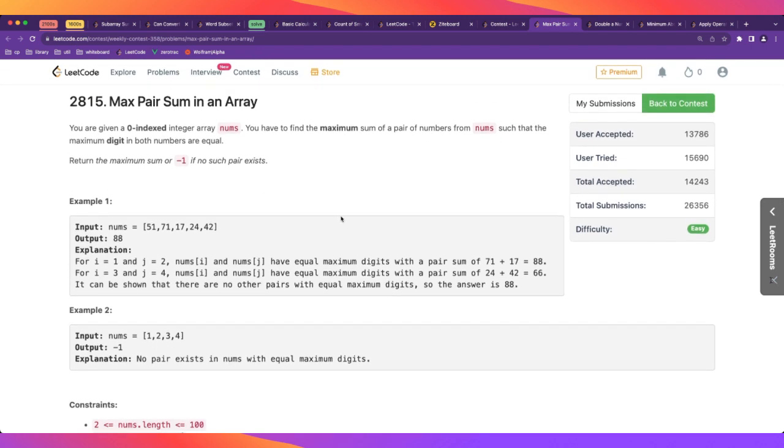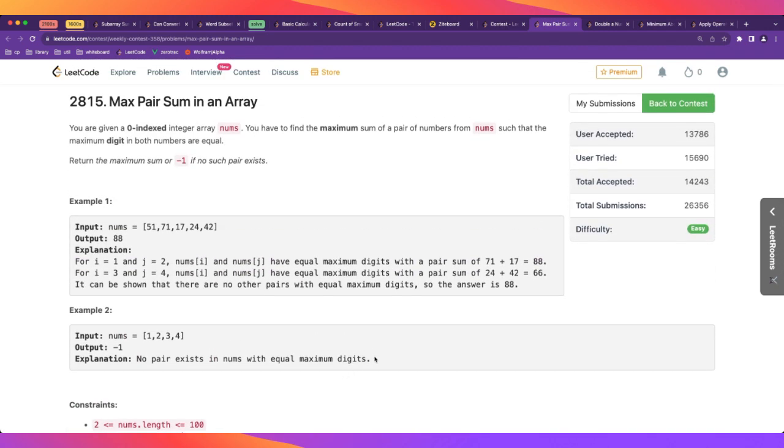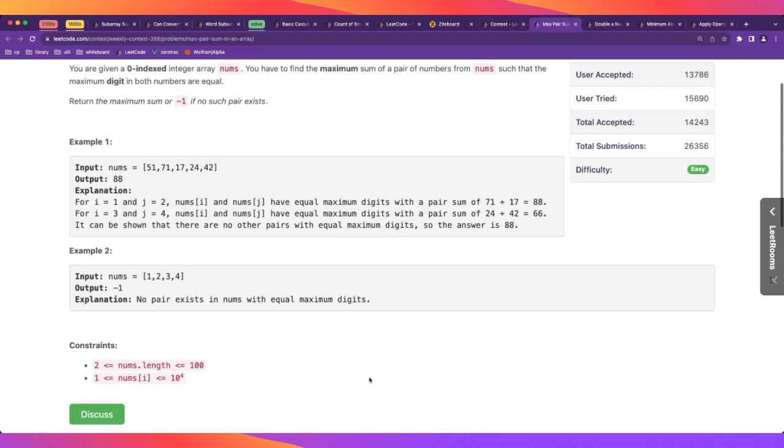Let's review at a high level what we did. Again, this is a kind of pair search problem. We have to find pairs that satisfy some condition, and we want to aggregate them with a maximum function. This is very, very common in LeetCode. We first went for the brute force search solution. We enumerated all the pairs.